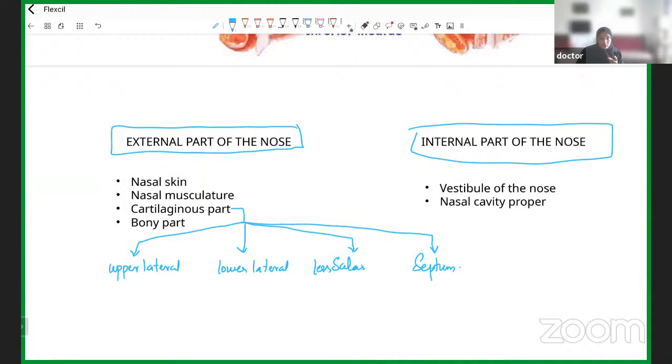So lateral cartilage, if I draw the structure of nose like this, this is your lateral cartilage. All right. And you have lesser alar cartilage.